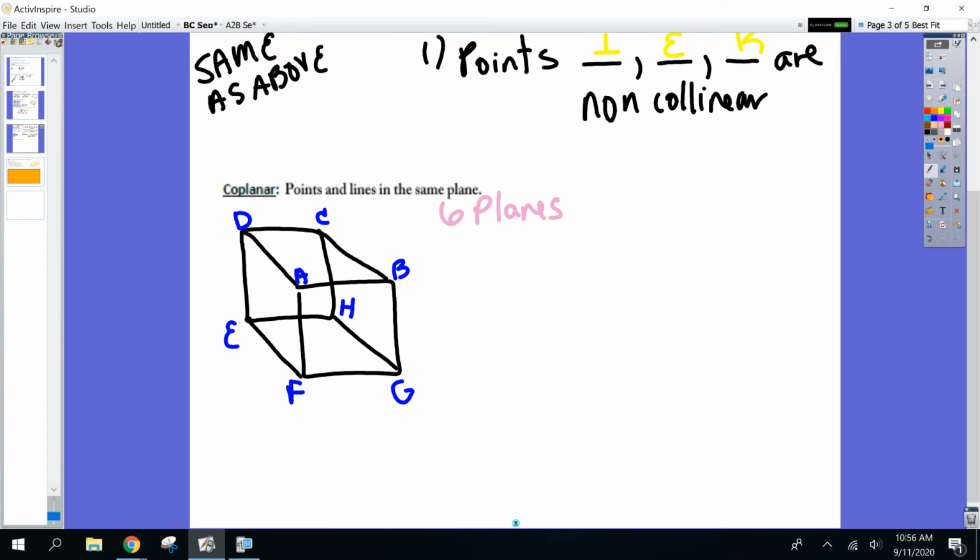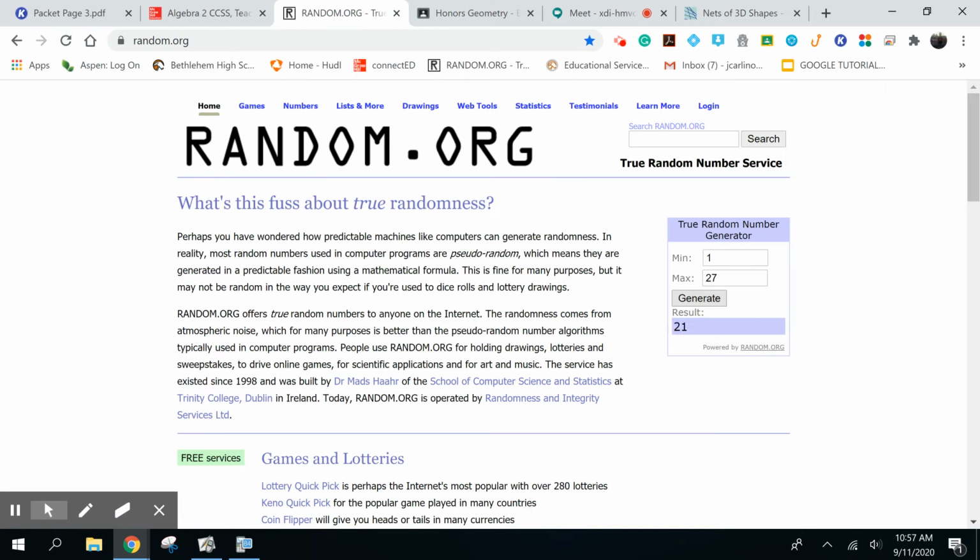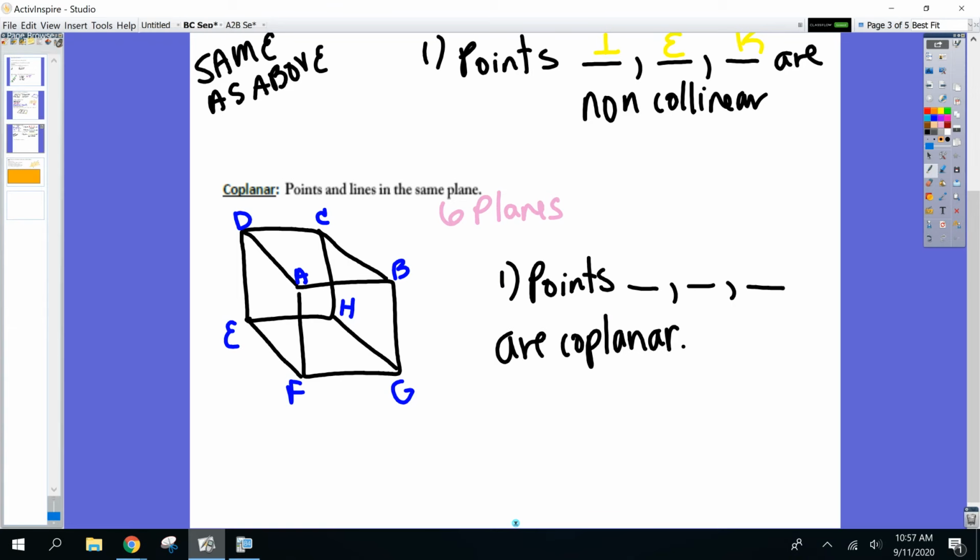Okay. So here's my first question then. Points blank, blank, blank, are coplanar. And if you guys don't know what I mean by the 6 planes, the front and back, top and bottom, left and right ones. So I just want you to take one of those planes and give me points off one of them. Owen, you're up. 3 points you think are coplanar.